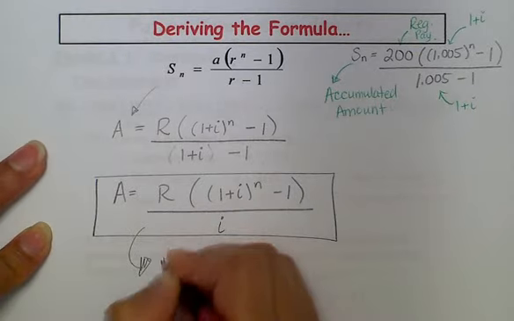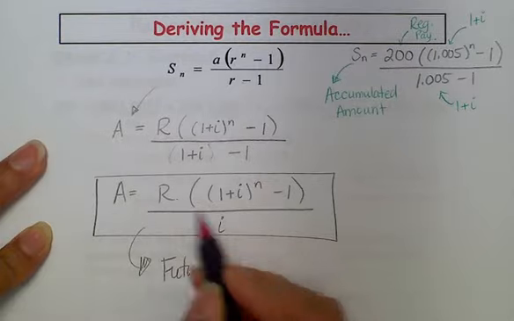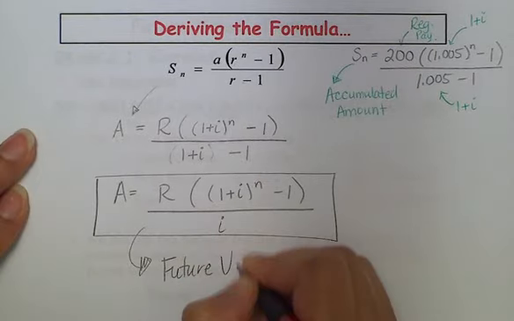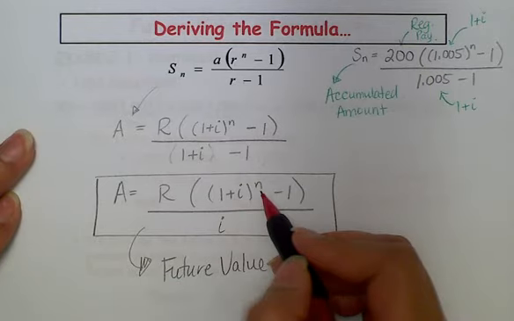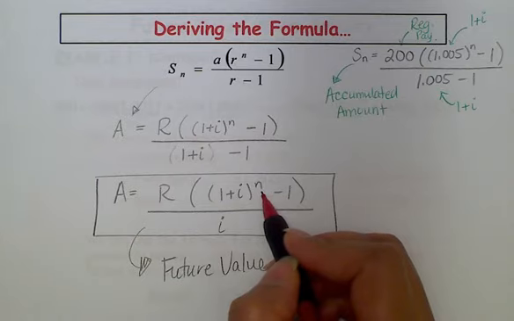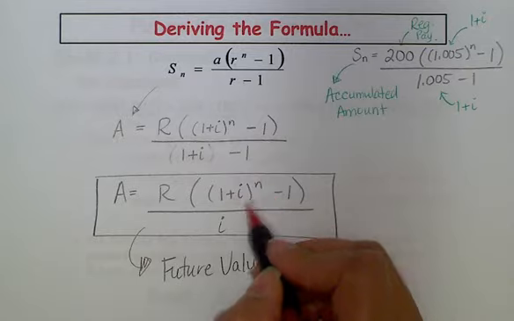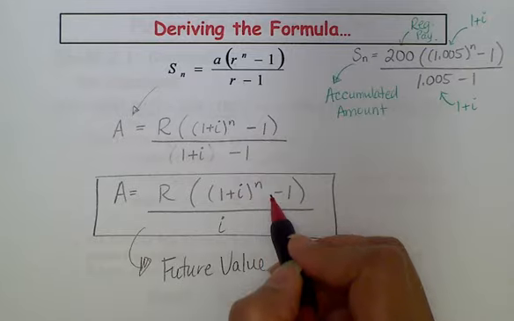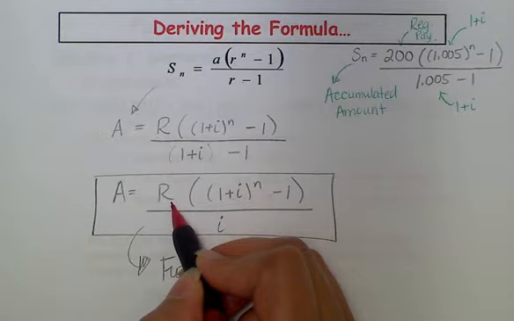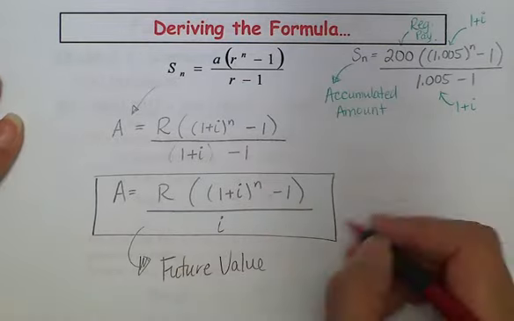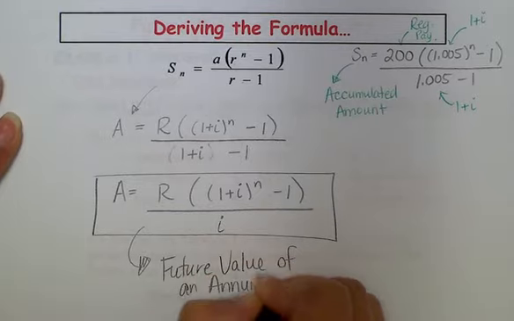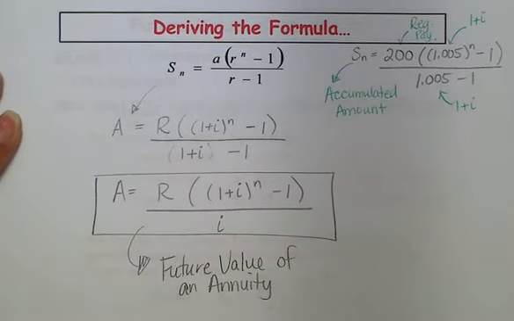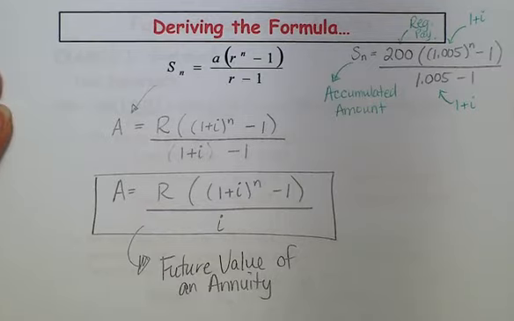And so R represents the regular payments that are being made. i represents the interest rate per compounding period, and n represents the number of compounding periods. So the values of i and n are exactly the same as what you saw when we looked at compound interest, but R is the only new thing. Those are the regular payments that are being made, and so this is a formula for the future value of an annuity.